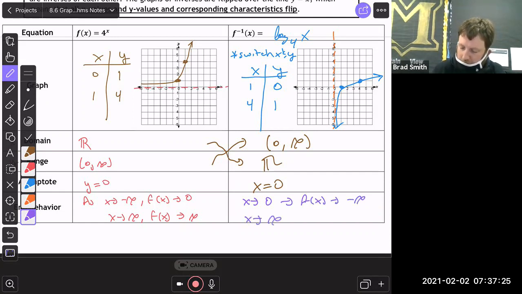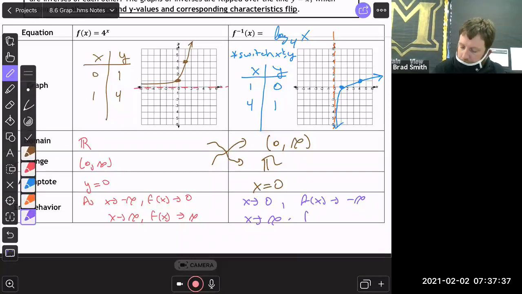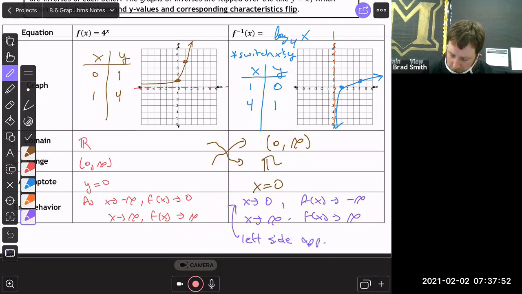And then as my x goes to the right, it approaches positive infinity. Did too many arrows, I got arrow happy. So as my x goes to the right side, my function's going up. And we got our different characteristics. Now you can sit back and look at them. And now your left side is going to approach the vertical asymptote instead of infinity.